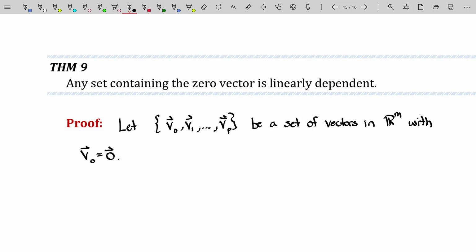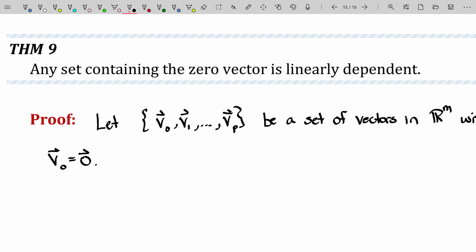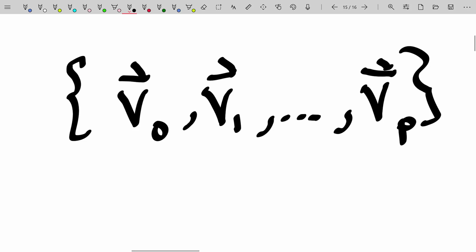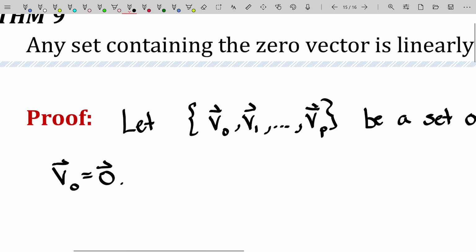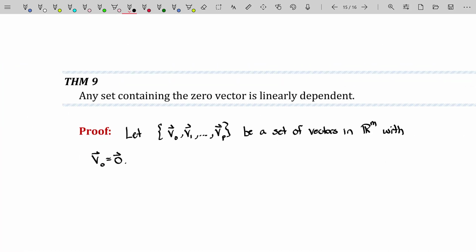We're going to let v sub 0, v sub 1, all the way to v sub p be a set of vectors in Rm. I started at v sub 0 just because I wanted to index the 0th vector as the one that's the zero vector. So this is where v sub 0 is equal to 0. That's without loss of any generality. So in other words, it could be the case that v sub 10 is the zero vector. It doesn't really matter where that vector appears within the set. So without loss of generality, I'm just re-indexing it. If it was the 10th vector, I'm re-indexing it to be the 0th vector.